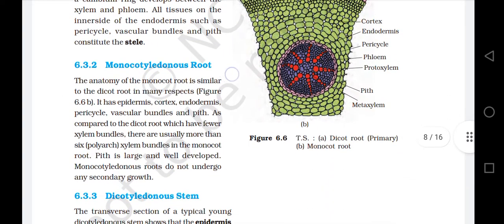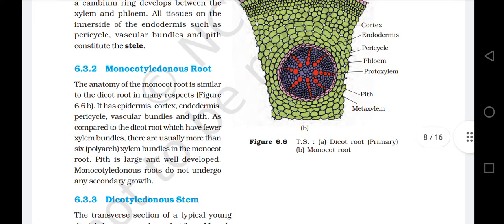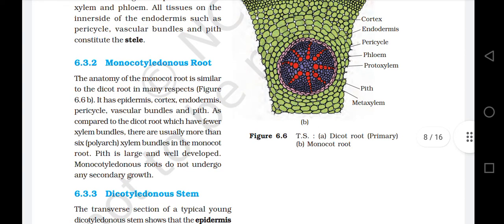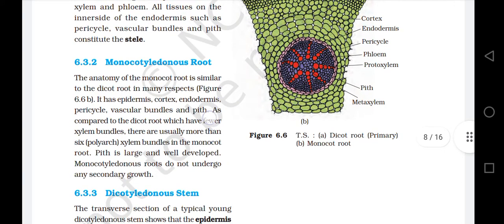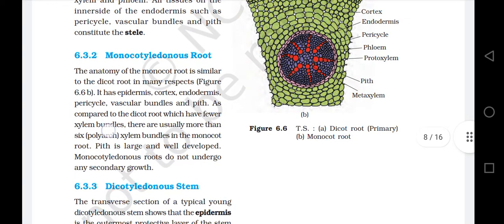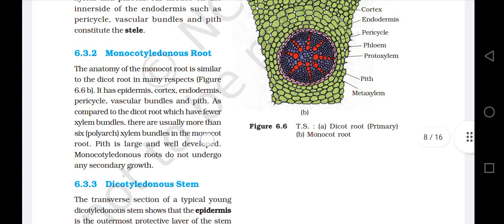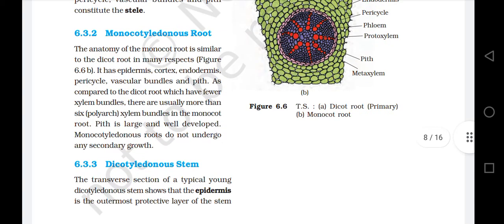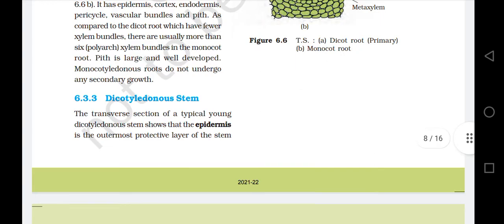6.3.2 Monocotyledonous root. The anatomy of the monocotyledonous root is similar to the dicot root in many respects, figure 6.6b. It has epidermis, cortex, endodermis, pericycle, vascular bundles, and pith. As compared to the dicot root, which has fewer xylem bundles, there are usually more than 6 xylem bundles (polyarch) in the monocot root. Pith is large and well developed. Monocotyledonous roots do not undergo any secondary growth.